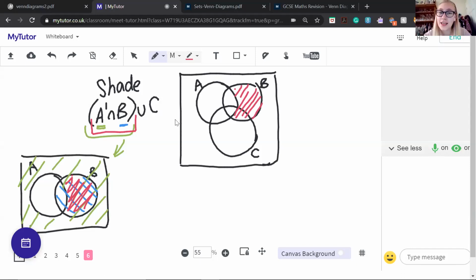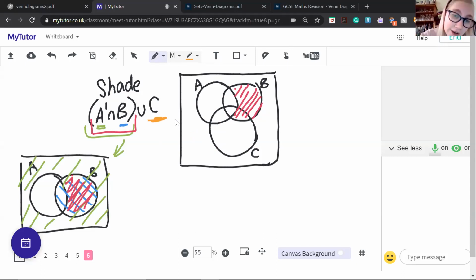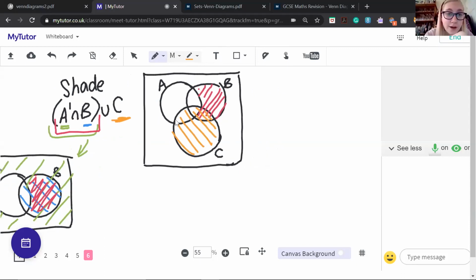Right? Now, let's think about C. So we can think about this now as a 2-part one. We've circled the bit that we wanted. Now we want union C. So what does C look like? Looks like this. Now that's union, so it's anything that's been shaded whatsoever.